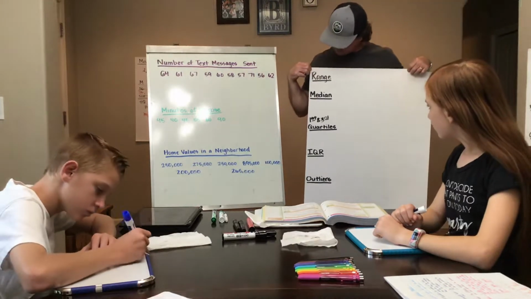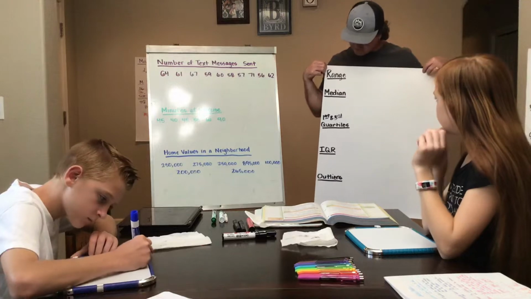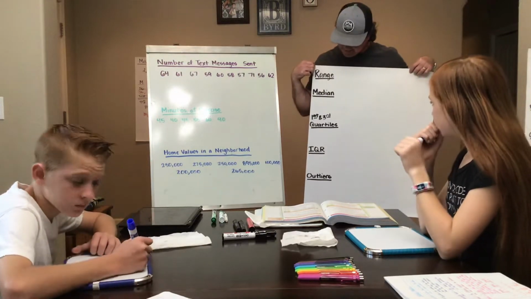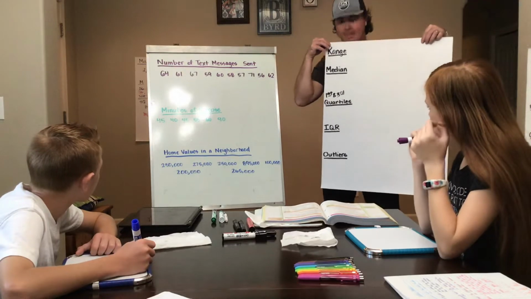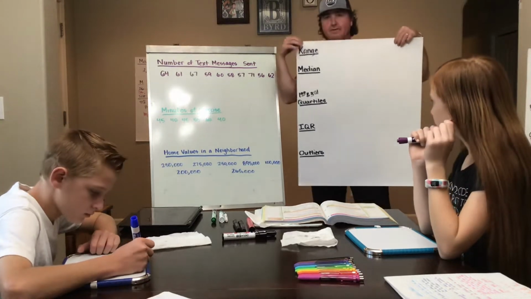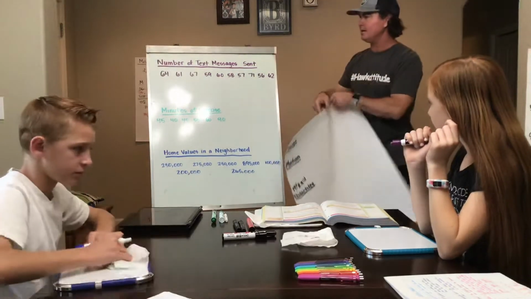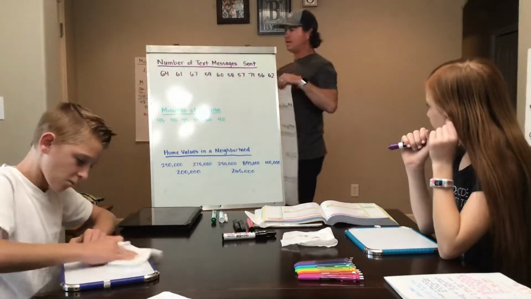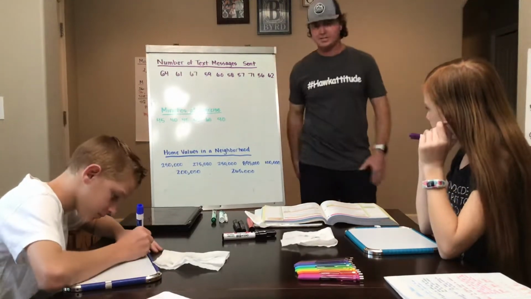Okay, we're going to find the range, we're going to find the median, we're going to find the first and third quartile, we're going to find the interquartile range, the IQR, and then we're also going to find the outlier if there is one. Sometimes there's an outlier, sometimes there's not. Okay, I'll stick this right back here for right now. We'll come back to that in just a second.